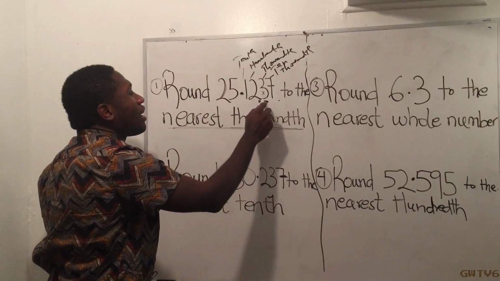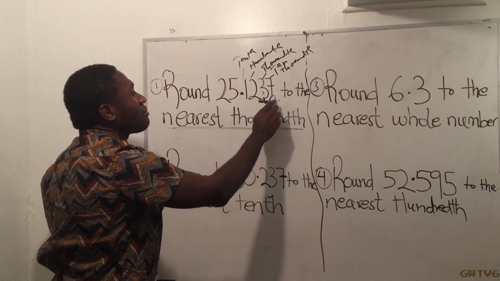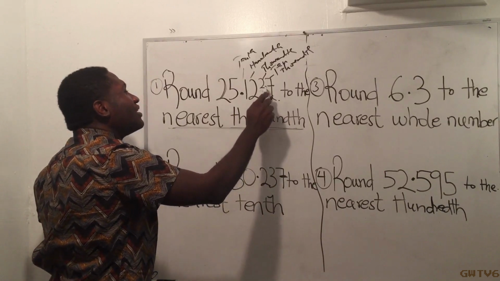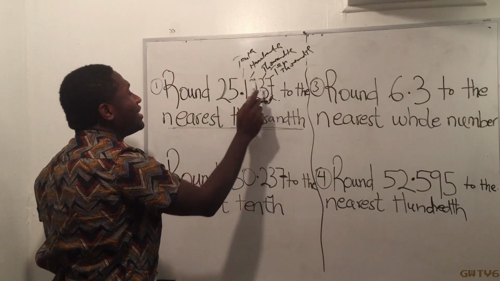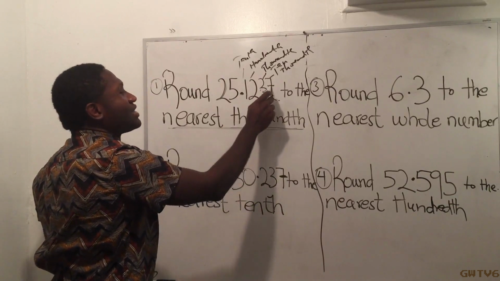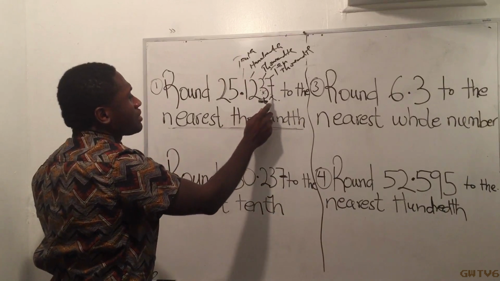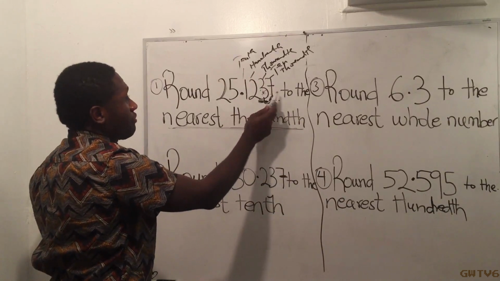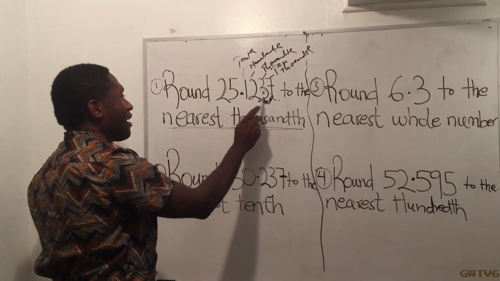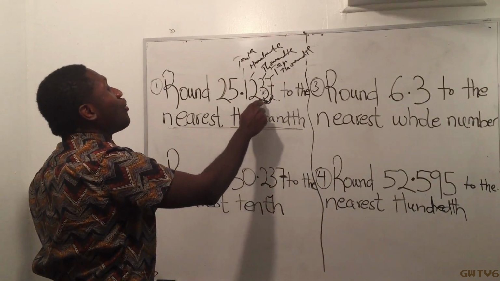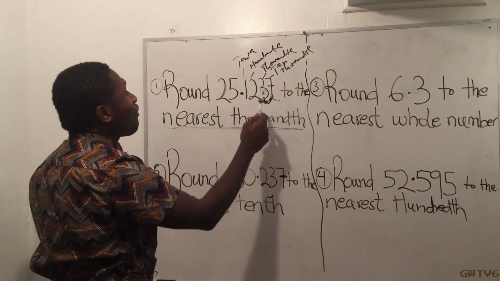To find that out, I always check the next number right here. And if the next number is 5 or more, then I know this is going to go up. If it's less, then this will stay the same. And this is just going to go away. This just helped me figure out what's going to happen. So is this 5 or more? Yes, it's 7. 7 is more than 5. So that means my thousandth place is going to go up by 1. So this 3 is now going to be a 4.